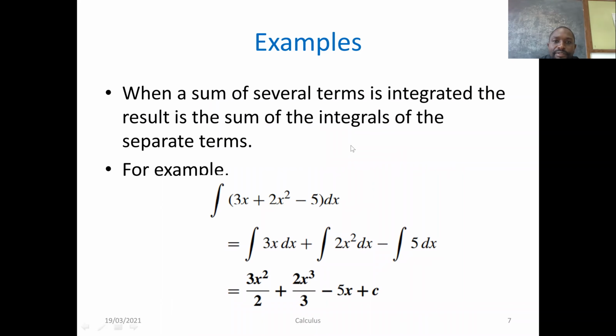Another example worth noting is a scenario where you have a sum of several terms; the same integration can be done by integrating term by term. Each of these terms will be integrated separately. The integral of this part is this part, plus the integral of 2x squared, which will give you this part, and the integral of the constant 5 will give you 5x as your final answer.